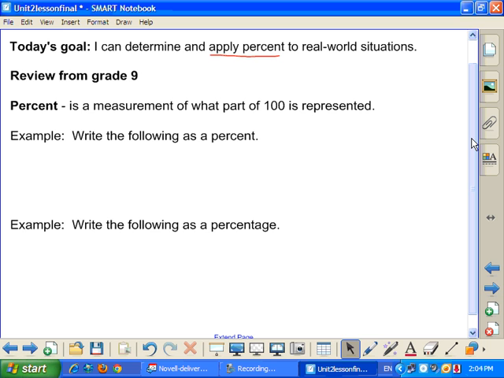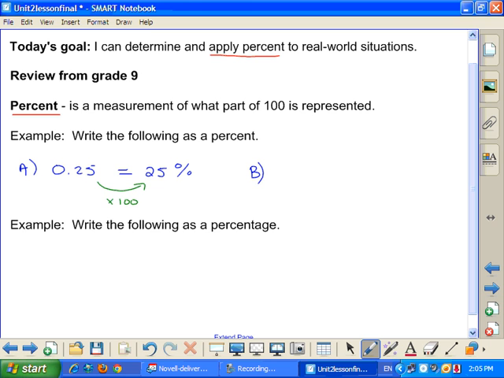So from grade 9, we talked about percent. Percent is a measurement or part of 100. All right, so percent is some measurement out of 100. So I want to write the following as a percent. So if we have, for example, a decimal, first one, 0.25. To write it as a percent, remember that you need to multiply by 100. So 0.25 times 100 is 25%.